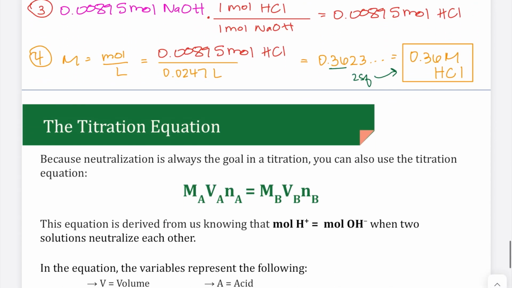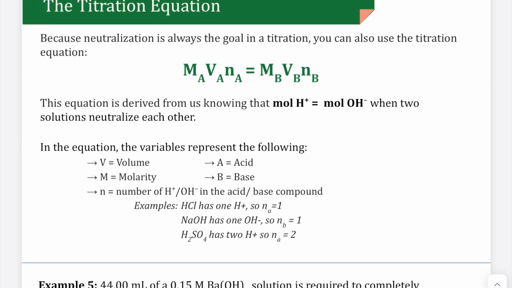There is a titration equation. It is not provided on your formula sheet, but if you remember it, this kind of combines everything that we know. Because again, our goal is always neutralization in a titration, and this formula comes from the fact that molarity times volume is moles. And so this titration equation, if you can memorize it, then you can use that. And again, it comes from that basic idea of neutralization.